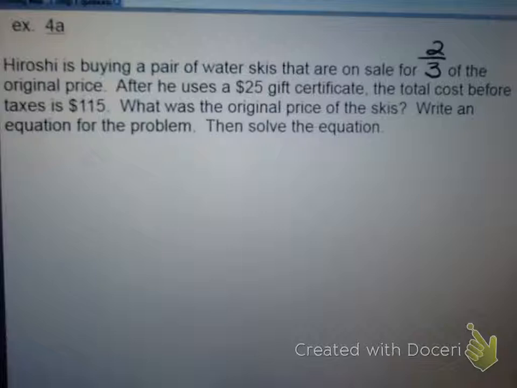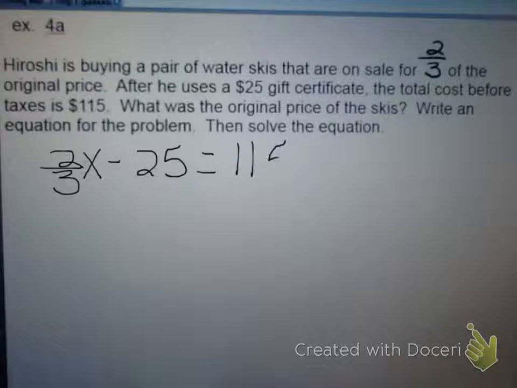Okay, all we know is that he paid 2/3 of the original price. Do we know what the original price is? That is x. But he paid 2/3 of x. And then he used a $25 gift certificate. So after he used a $25 gift certificate, the total cost was $115. So there's the equation. Now to solve it, I would not clear your fractions.